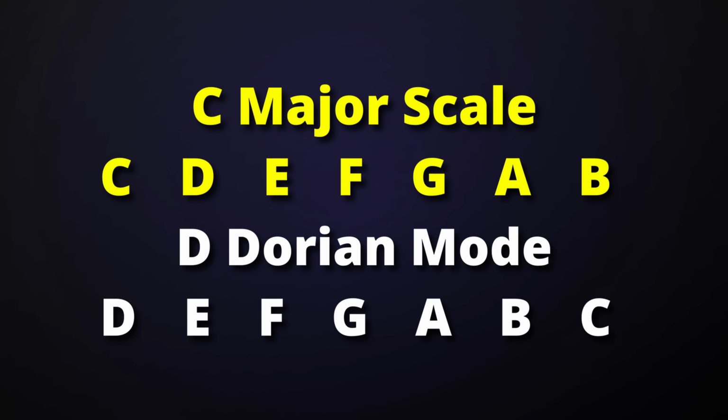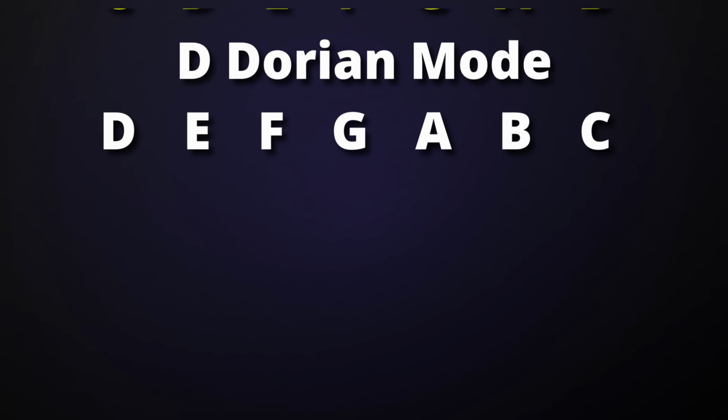This is the first way that people think about modes. You take a major scale that you know, start on a particular note other than the root note, and then use the same notes in the same order. For example, C major has the notes C, D, E, F, G, A and B. If we start on the 2nd note D and start with that, then we have the notes D, E, F, G, A, B and C. This is the D Dorian mode.